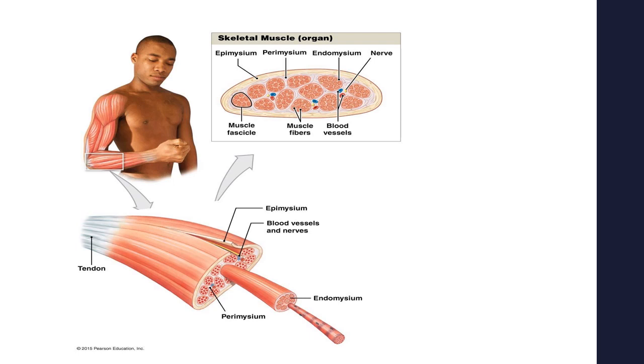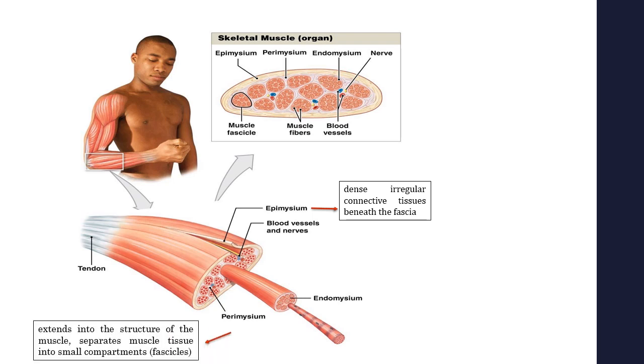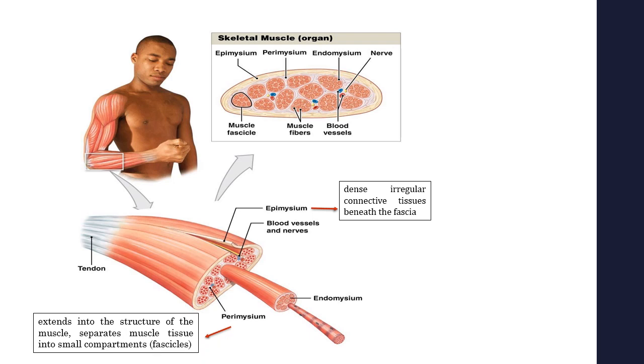This is an image of a cross-sectional view of your skeletal muscle, and you can see that the outermost layer of your skeletal muscle is made out of the epimysium, a dense irregular connective tissue. The next layer that you'll find is the perimysium, which is connective tissue that extends into the muscle structure and helps divide or compartmentalize the muscle tissue into smaller muscle fascicles.